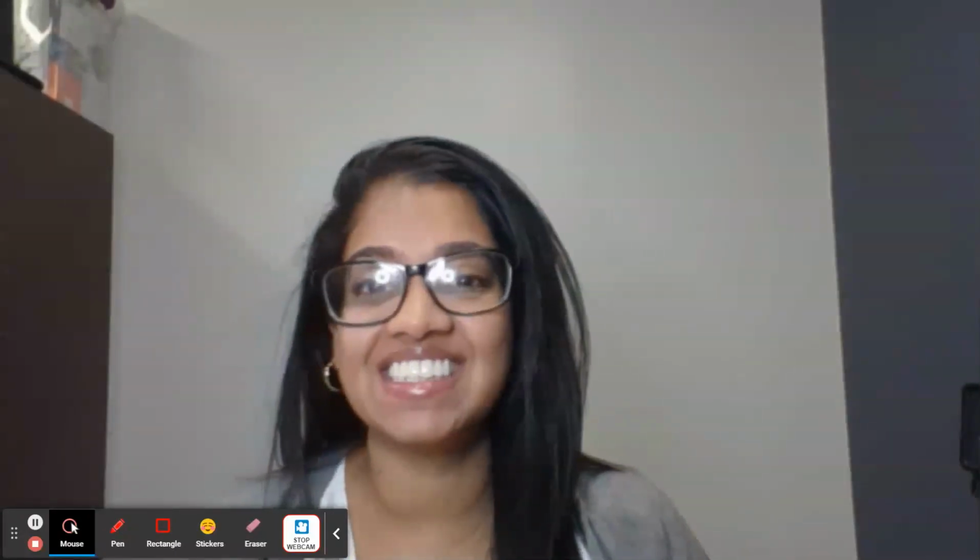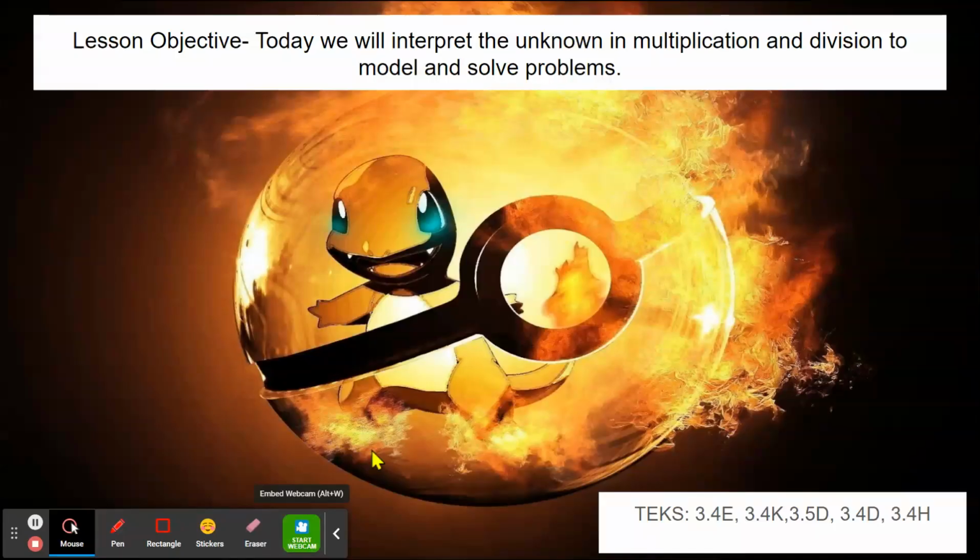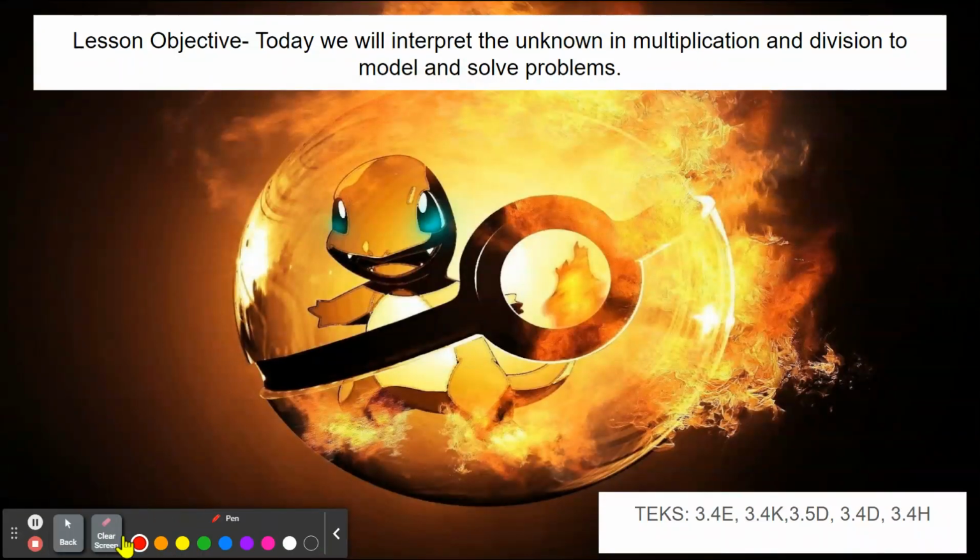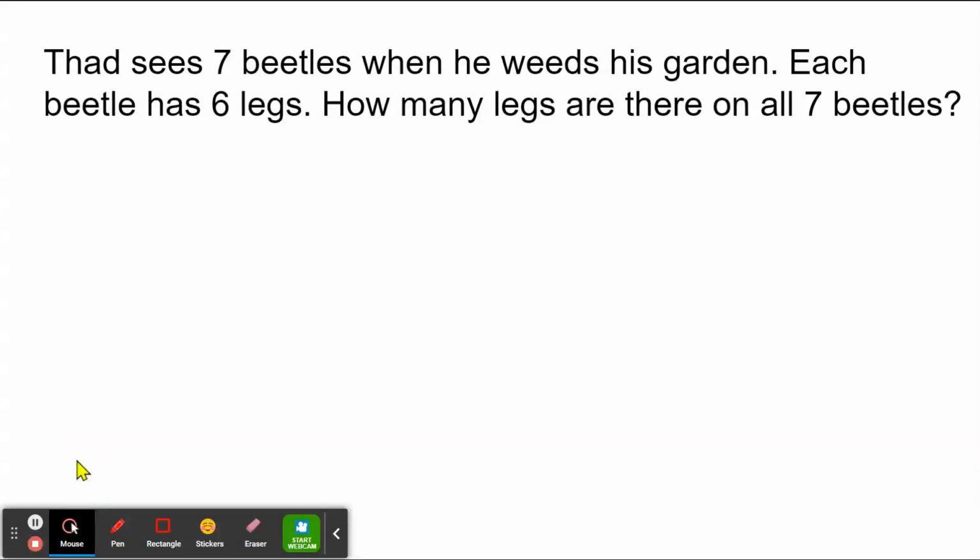Let's go ahead and take a look at today's lesson objective. So today we will interpret the unknown in multiplication and division to model and solve word problems. The TEKS that we will be focusing on today are 3.4e, 3.4k, 3.5d, 3.4d, and 3.4h. Okay, let's take a look at today's problem.